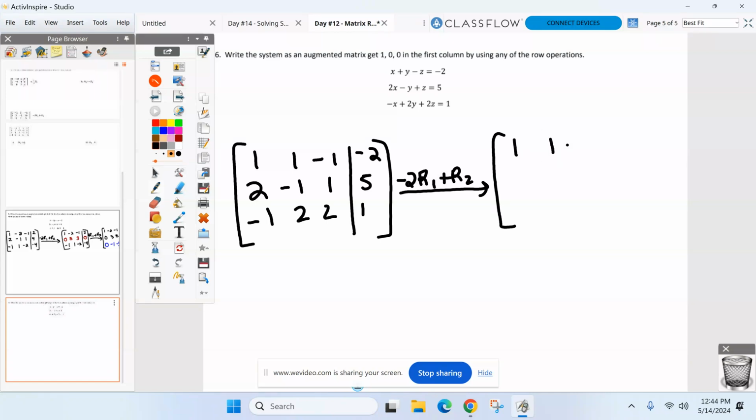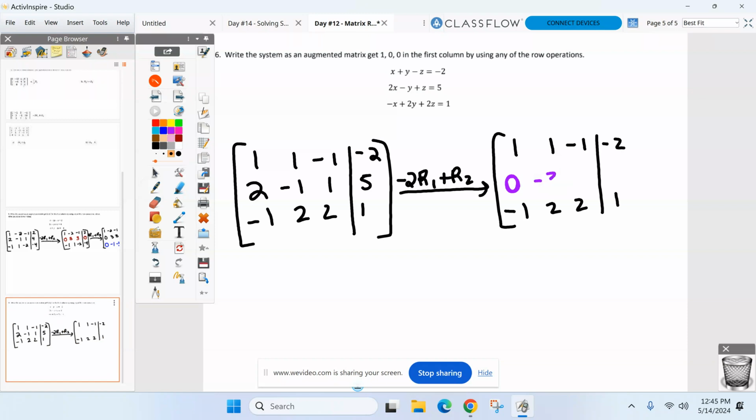Okay, row 1 staying the same. Row 3 staying the same. Here we go, new row 2. 0. What's the next number there? Negative 3. Three. And what's our last number here? It should be a 9. Positive 4 plus 5.